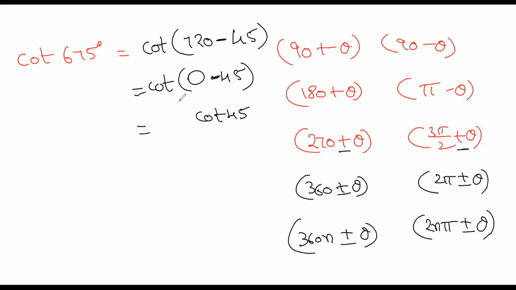So in the fourth quadrant, is cot positive or negative? Negative, so that's why minus. So that is minus cot 45. What is the cot 45 value? 1. So the answer is minus 1. Okay, now what are the questions they may ask?